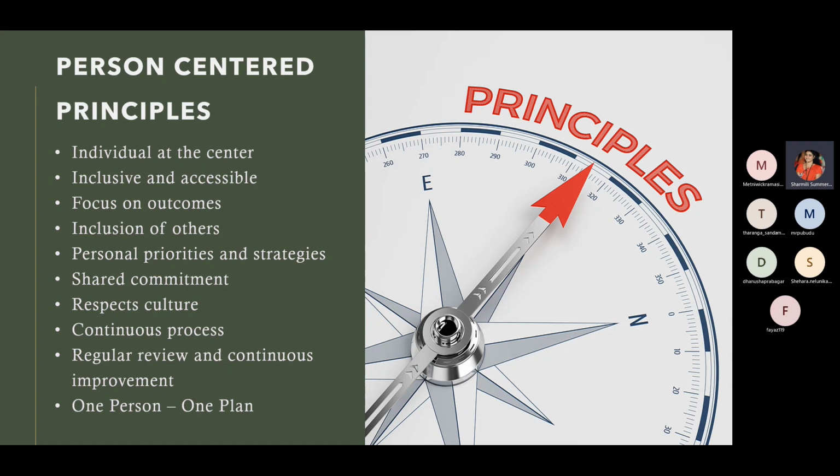Regular review and continuous improvement. Yes, you need to review yourself, how you are providing the care, or you can have a peer evaluation. Review means evaluation. So you can have peer evaluations, or you can ask your client how you are providing the care, and whether they are satisfied with your care. Those are some kinds of evaluations you can take on yourself. So it is important to have continuous and regular reviewing and improvement.